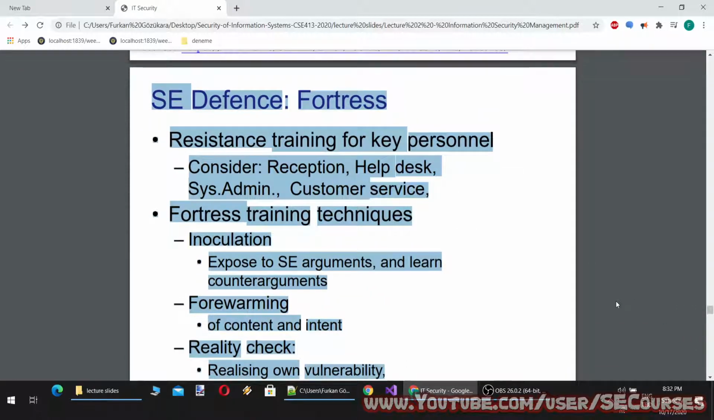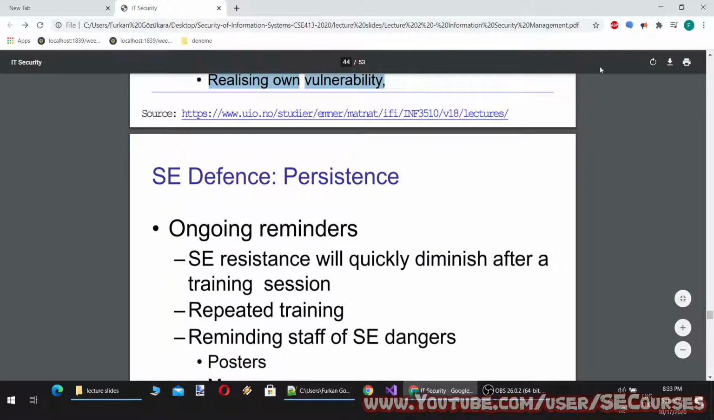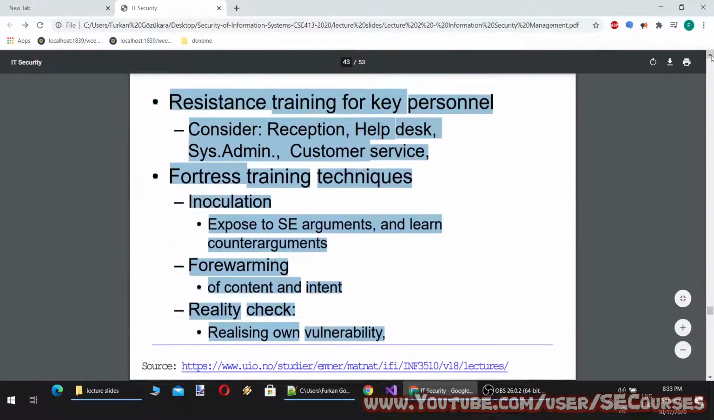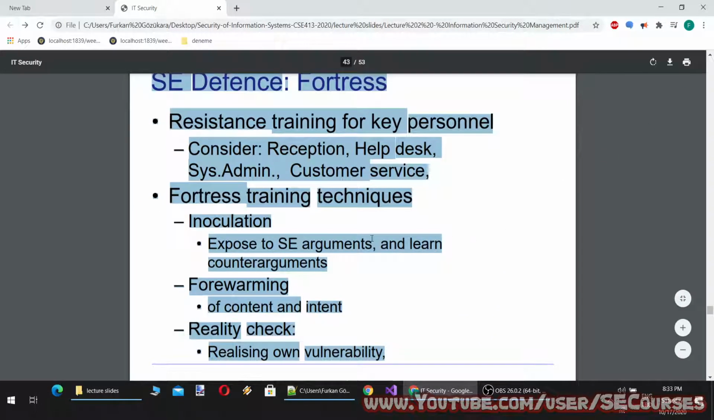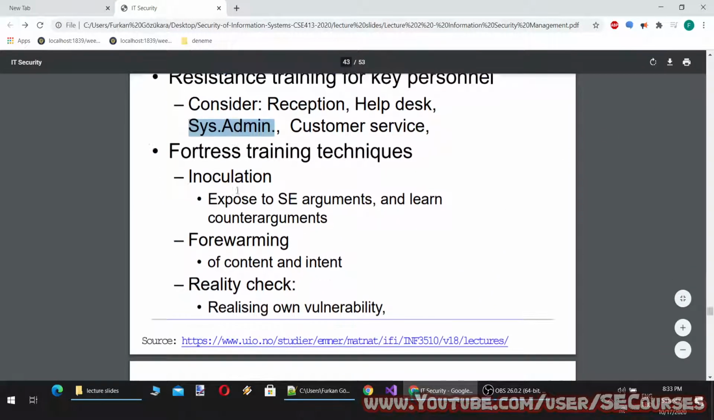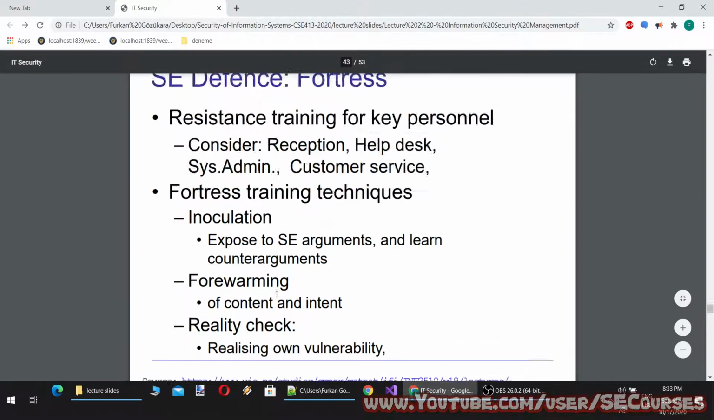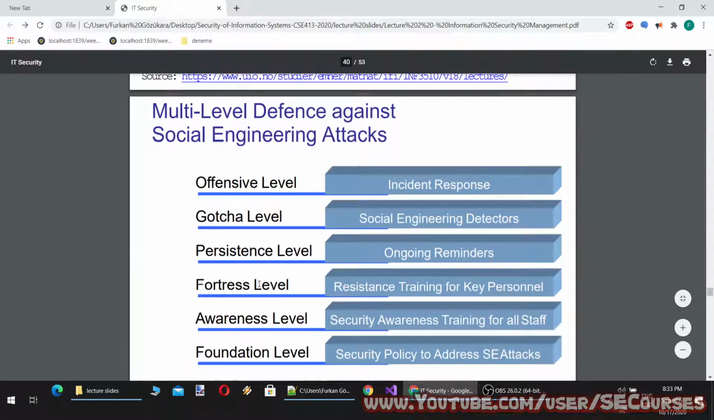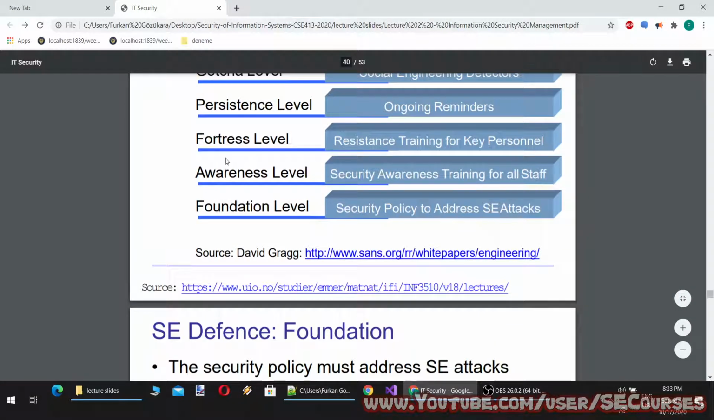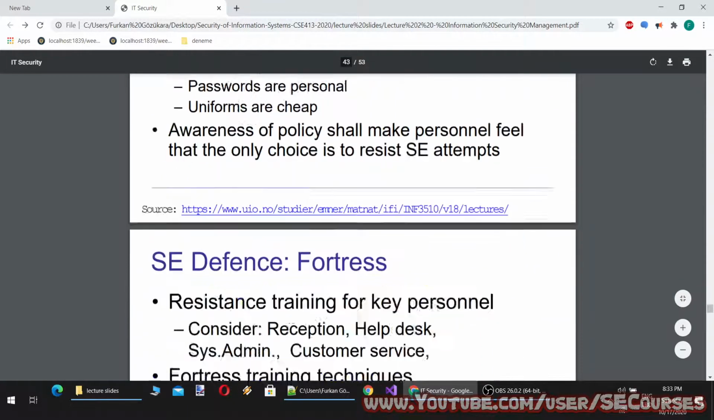SE Defense, Fortress: resistance training for key personnel. Consider reception, help desk, admin, customer service. Fortress training techniques: inoculation, exposing personnel to SE arguments and learning counter-arguments; forewarning of content and intent; reality check, realizing one's own vulnerability. This is system admin, and persistent. So these are the levels we have seen here. We started from the foundation level, awareness level, fortress level, and persistence level.